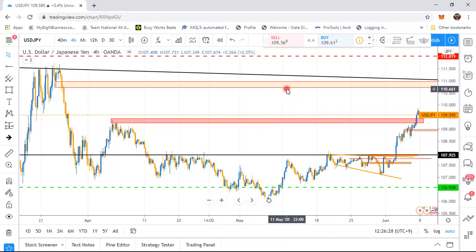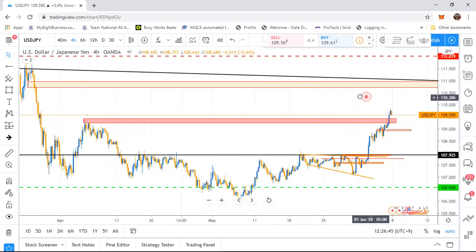So the next zone I'm looking at is between 110.7 and 110.9. We'll see if price can hold within that structure, then I will be looking to take an entry there and continue down.